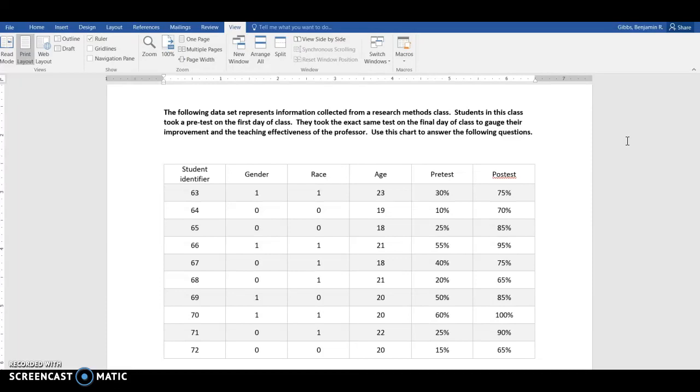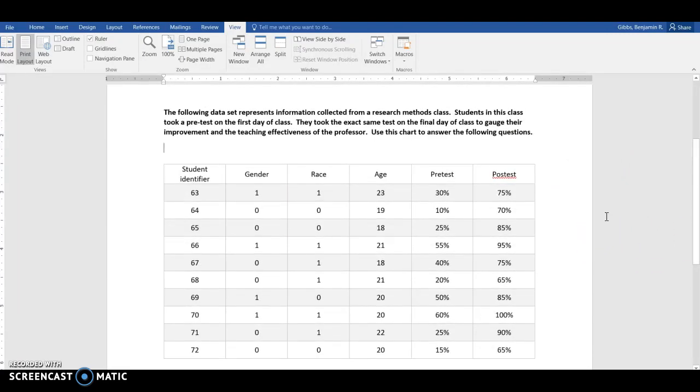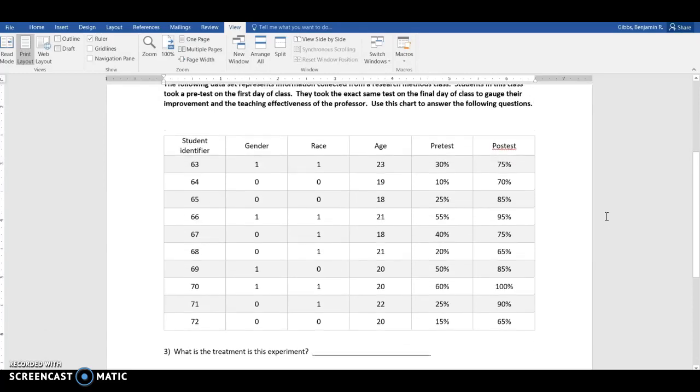What we want to do here is answer these particular questions. Now, this is a scenario that I mentioned at the end of the last video. So we have students, let's say 30 of them, enrolled in a research methods class, and we want to gauge, of course, how the actual class affects their knowledge of research methods. So here we have 10 observations, 10 students, and we have some of their demographic information.